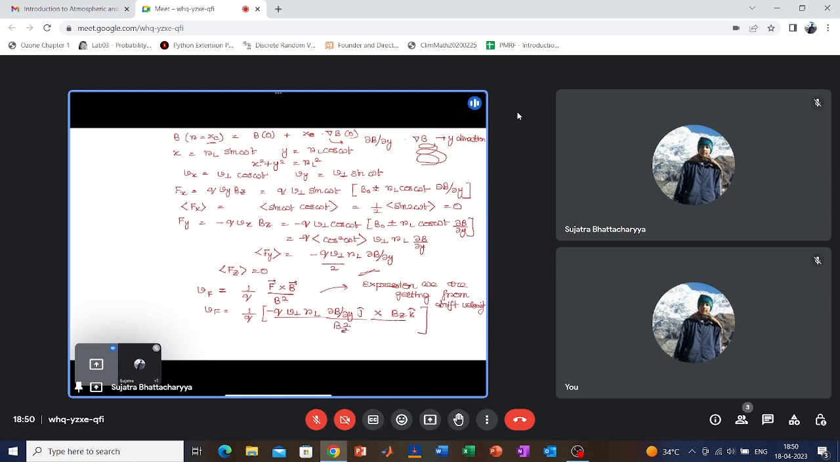Now j cross k will be minus i. So j cross k will be minus i. Therefore, it will be minus V perpendicular R_L divided by 2 B_z, delta B by delta y, into i cap. Now R_L is m v by q B, so you can put that there also.